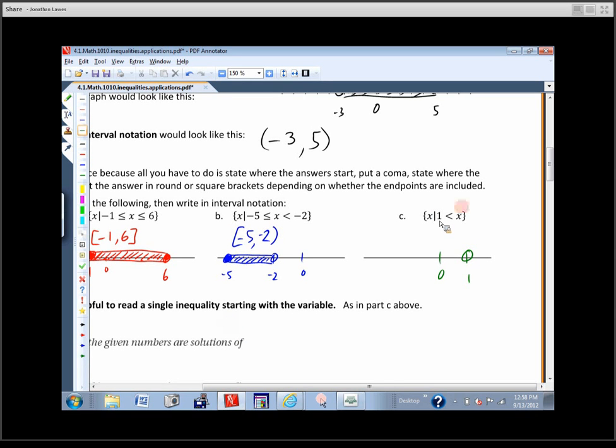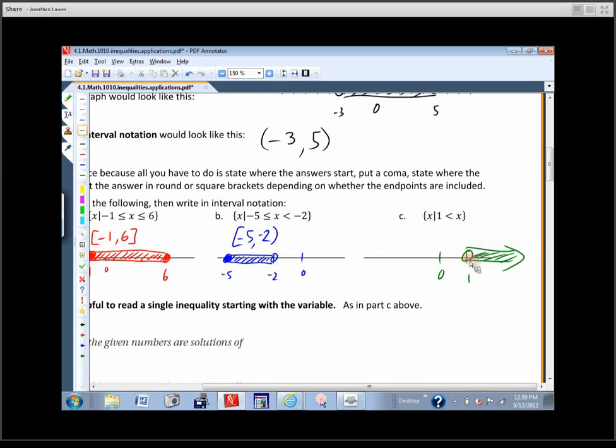Often you'll see them written this way. It's usually best, whether you're looking at it from the left or the right, doesn't make any difference, but usually it's better if you read from the variable. So even here, we're talking about x's that are greater than or equal to -5 and less than -2. Here we're talking about x's that are greater than 1. So if we're talking about x's that are greater, which side is greater than, left or right? To the right. Okay.